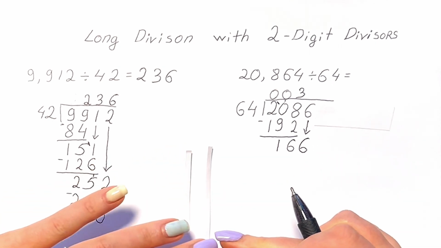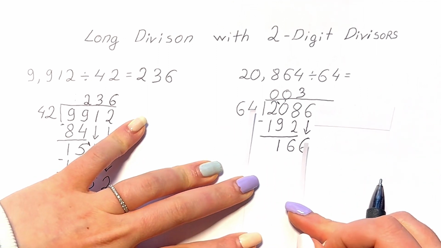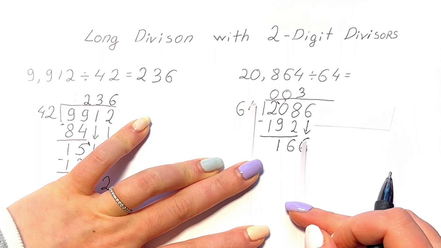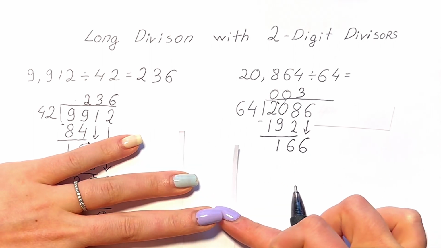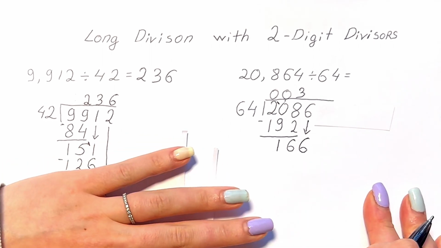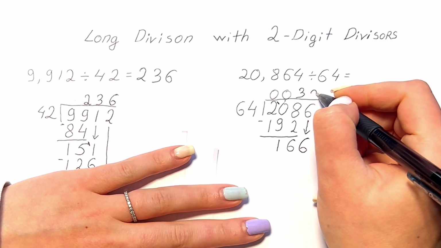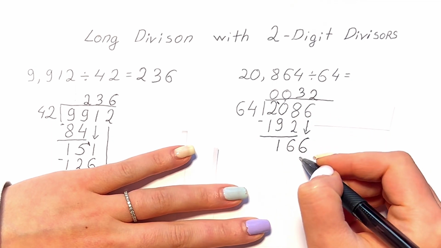Again, the same way, I'm gonna cover the last digit. 6 goes into 16 2 times. It means 64 goes into 166 2 times. Let's put the 2 and multiply by 64. 2 times 4 is 8.